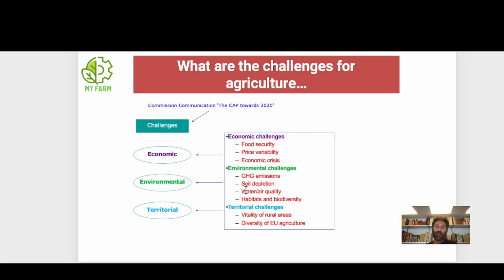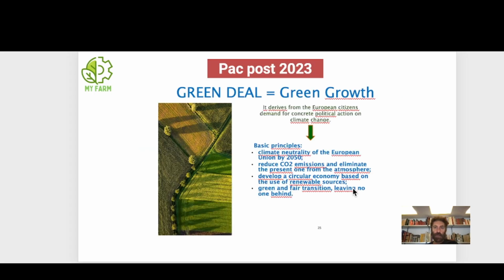In terms of the environmental challenges, we have the question of soil depletion, water and air quality, biodiversity, GHG emissions. So we start to witness the European transition towards the Green Deal of the European Union. An economic, a policy and a social transition to support a vision that is more respectful of the environment and of the new challenges that are in our future.